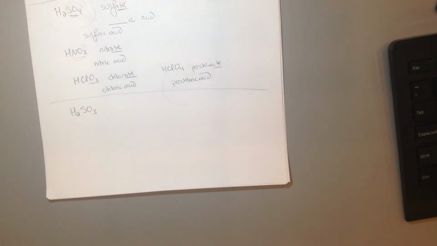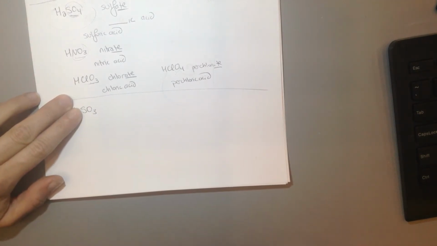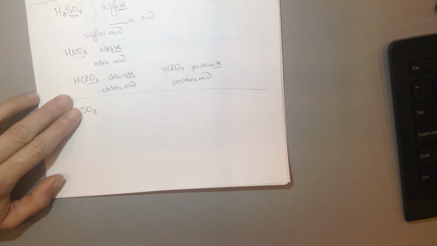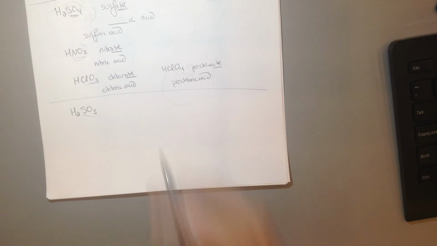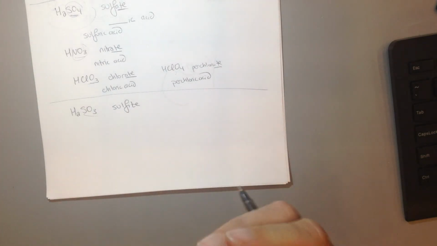H2SO3 now. Let's consider this case, H2SO3. SO3, if we just had that there, would be SO3 2 minus, right, we'd have to have the charge with it. What was the name of this ion? Sulfite. Great. And again, that's not one that you have to memorize. If you've memorized sulfate, you should be able to recognize sulfite.